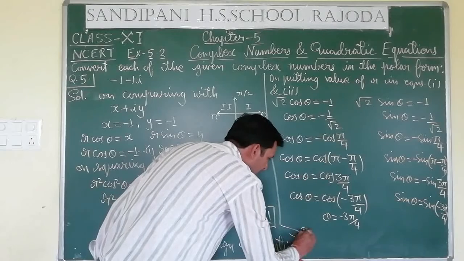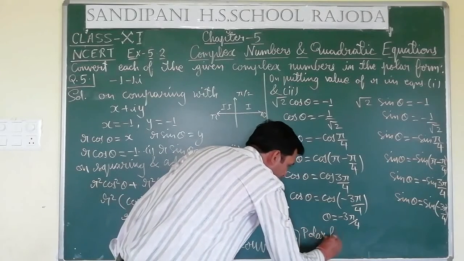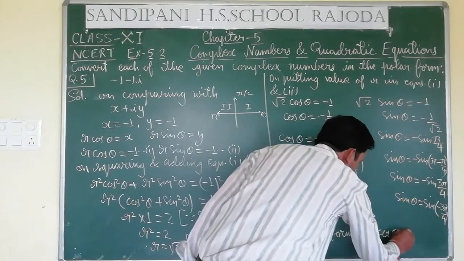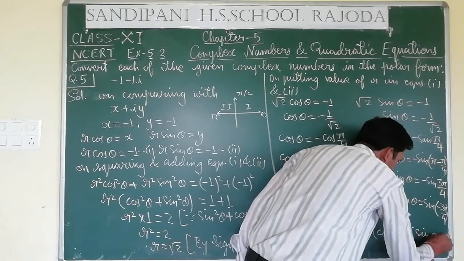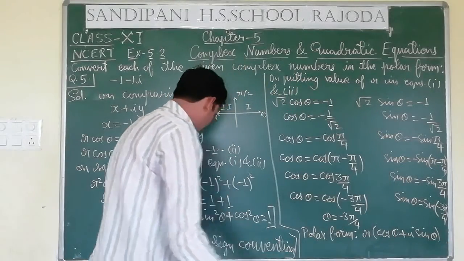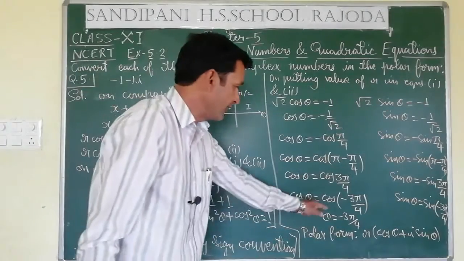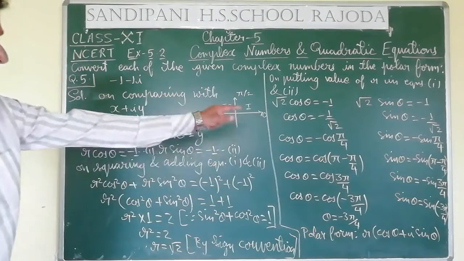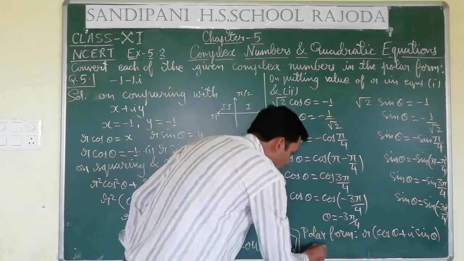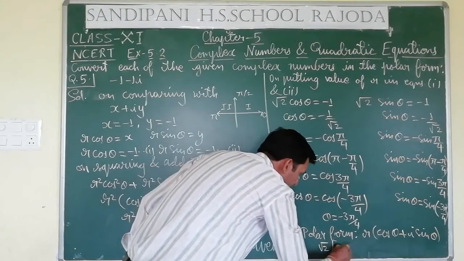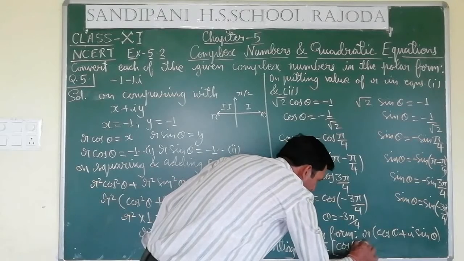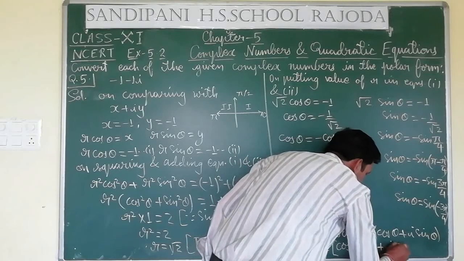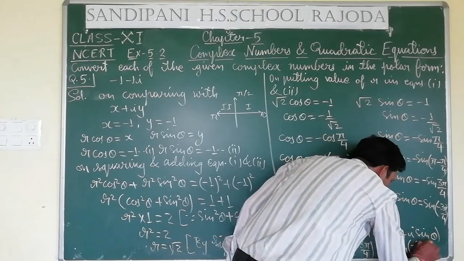What is polar form? Polar form is r into cos theta plus i sin theta. This is the polar form. So I can express now, because I am having value now of theta also, minus 3 pi by 4. So let us put the value of r and theta here for getting the polar form. So root 2 into cos minus 3 pi by 4 plus i sin minus 3 pi by 4.